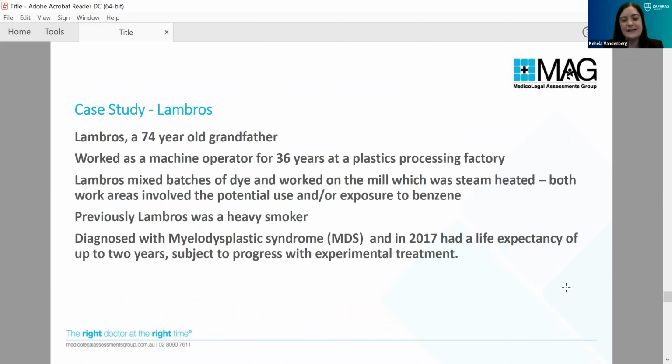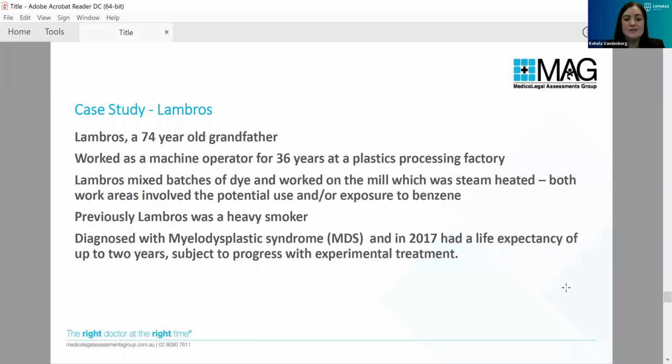So I'm just going to end on another case summary or study, just to try and put together everything I've said today. So again, this is one of our previous clients. He was a 74-year-old grandfather when he came to us. He'd previously worked as a machine operator for 36 years at a plastics processing factory or rubber processing factory back in the day. He would mix batches of dye, and he also worked on the mill, which was steam heated, and both areas involved the potential use of or exposure to benzene. He was also a heavy smoker. There's benzene in cigarettes, so that's why I mentioned that.